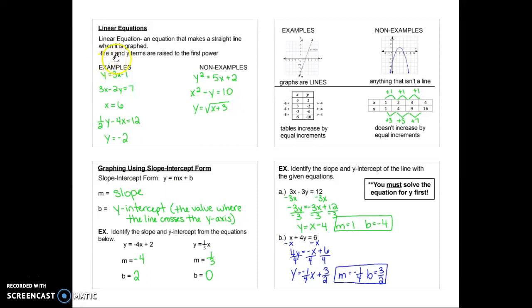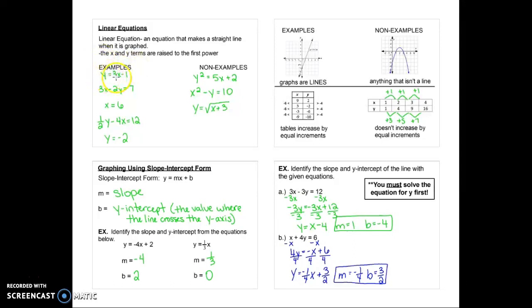The major rule for this is that the x and the y terms are only raised to the first power. That's going to be a big key of this, is that they can only be raised to the first power. Okay? You also can't have anything like square roots in here, no absolute values. They just have to be a regular x and a regular y and a constant if that's there. Okay? So some examples of linear equations.